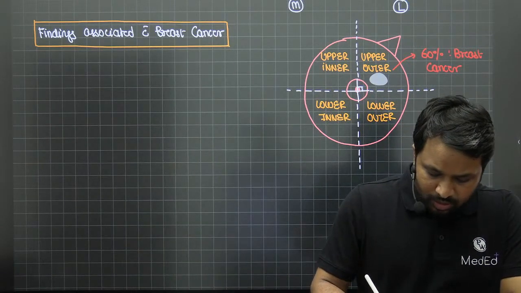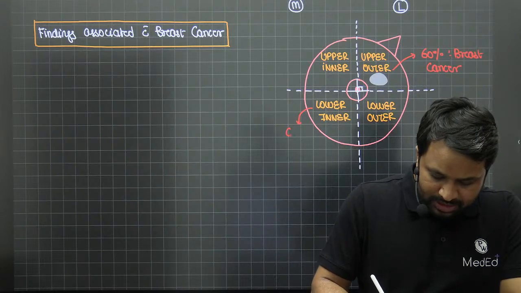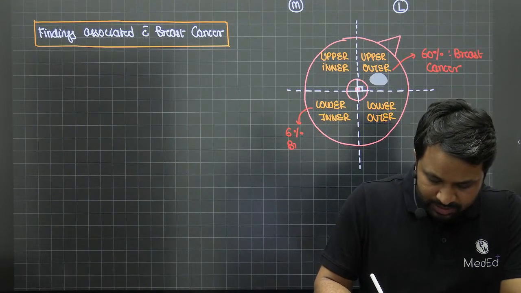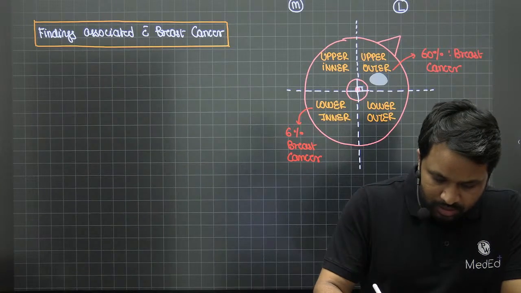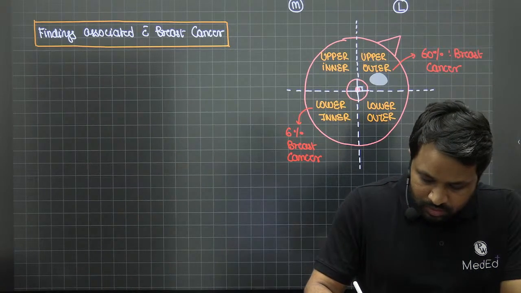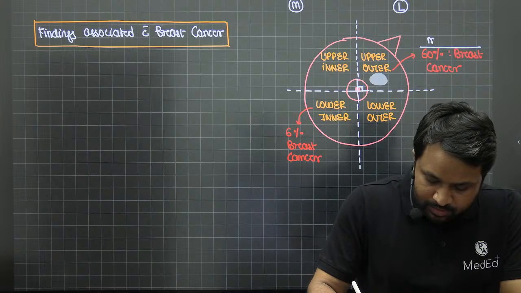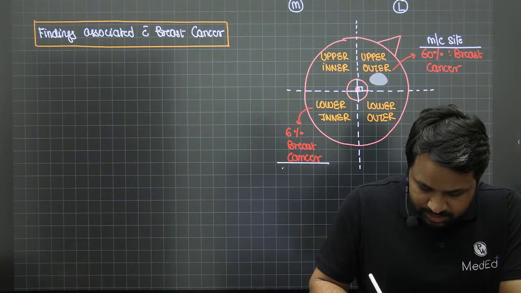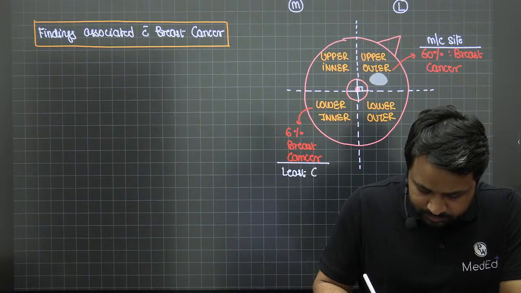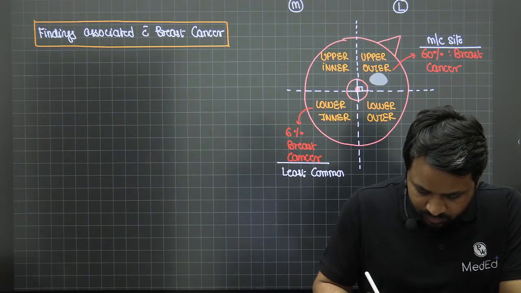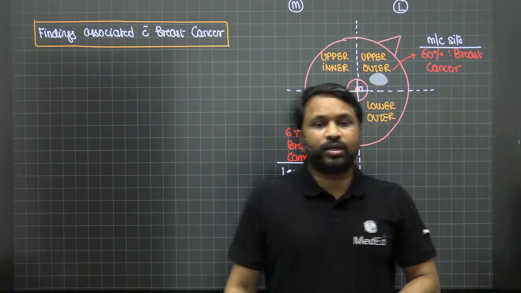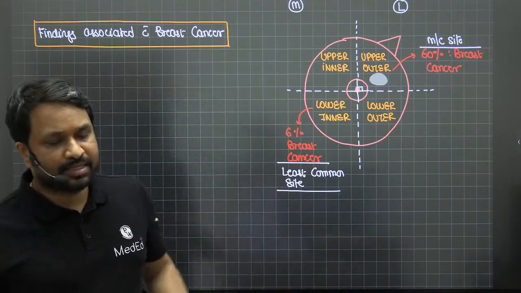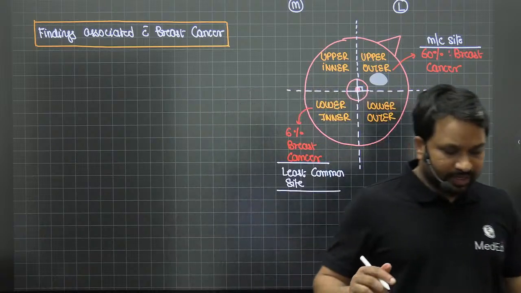The lower inner quadrant usually accounts for only 6% of the total breast cancer. So to put things into perspective, remember, upper outer is the most common site. Lower inner is the least common site. So upper outer is the most common, lower inner is the least common site, right? Now, what are the findings that you're going to see?